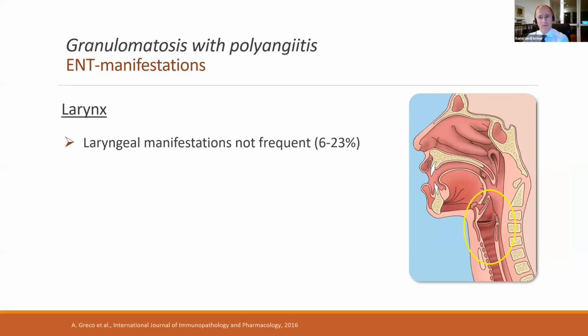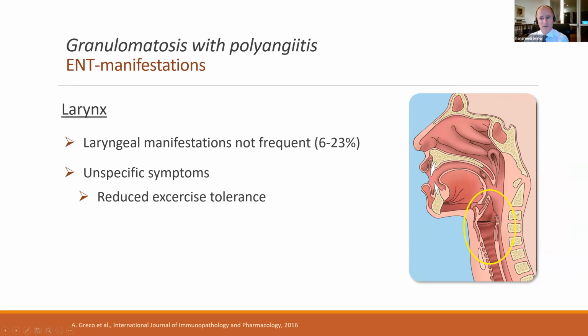So let's have a look at the ENT manifestations. We start with the most infrequent manifestations, the laryngeal manifestations. They are there in a prevalence in the literature of about 6 to 20% of GPA patients. The leading symptoms are again very unspecific. The most common reported symptom is a reduced exercise tolerance.